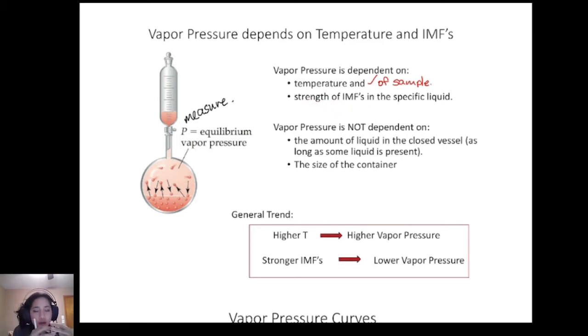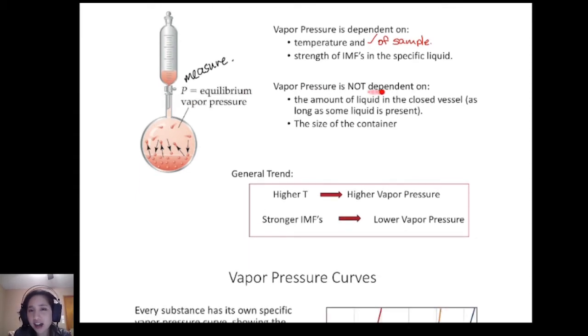So all those molecules in the liquid, if they're holding on together really, really tight, it's going to require more energy to get them to go into the gas phase and increase your vapor pressure. Right? What the vapor pressure is not dependent on, and this is kind of a brain buster, is the amount of liquid in the container. As long as there's some liquid in the container, it doesn't matter how much is in there. They will all have the same vapor pressure.